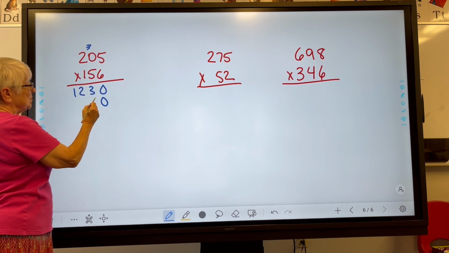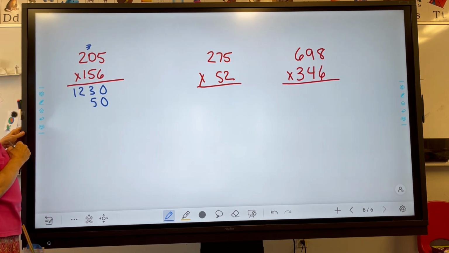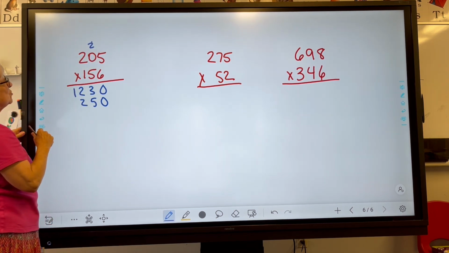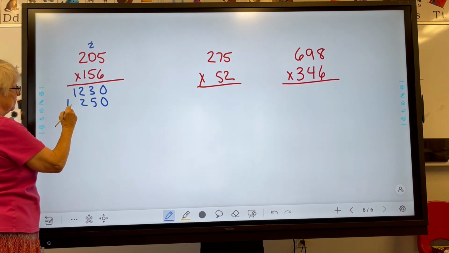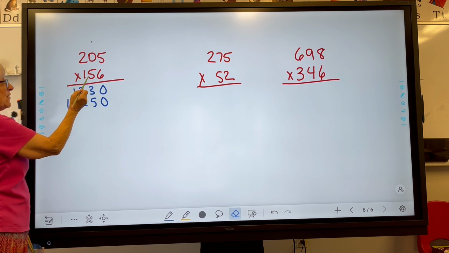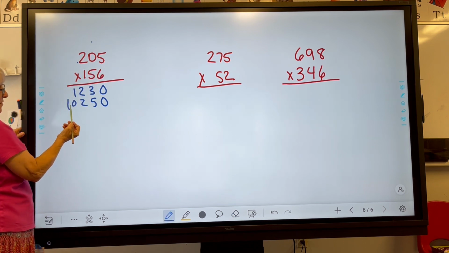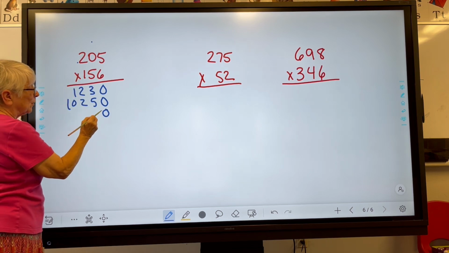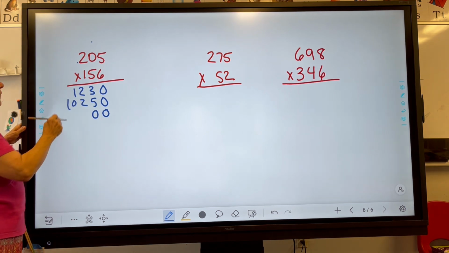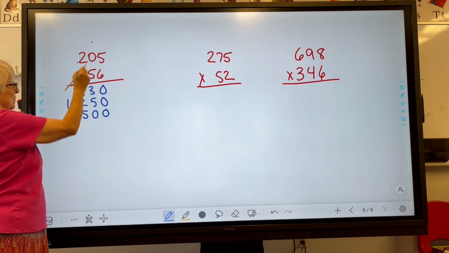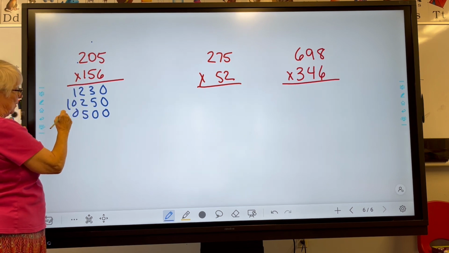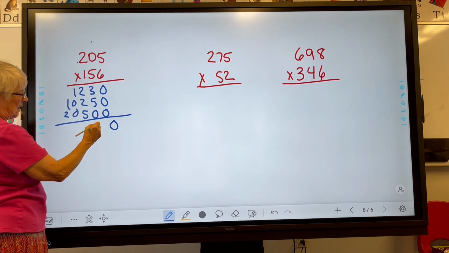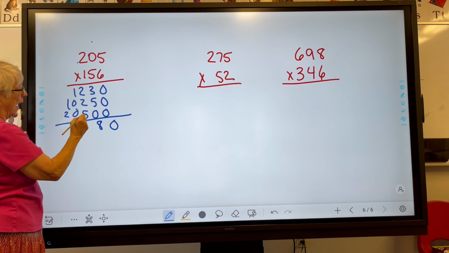5 times 5 is 25. 5 times 0 is 0, plus that 2 is 2. And 5 times 2 is 10. So 50 times 205 is 10,250. Now that's not a 1, it's 100, so we have to put those 2 zeros in there. And 1 times 5 is 5, 1 times 0 is 0, and 1 times 2 is 2.